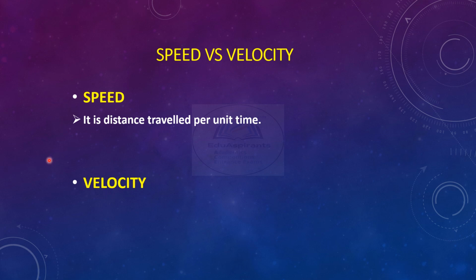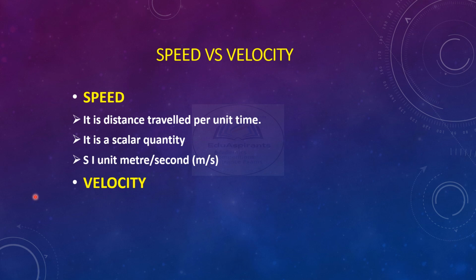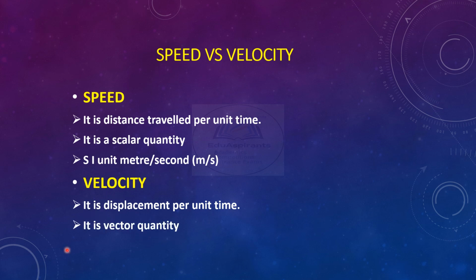Speed versus velocity. Speed. It is distance traveled per unit time. It is a scalar quantity. SI unit is meter per second, denoted by m/s. Velocity. It is displacement per unit time. It is a vector quantity. SI unit meter per second, same as that of speed.